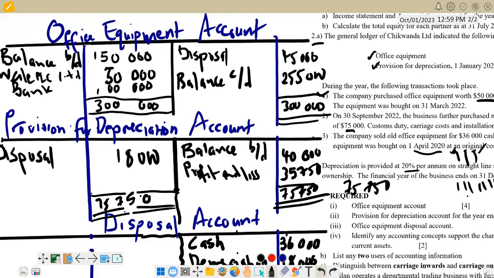Then we make a subtraction of 75,750 minus 18,000. Then we subtract 18,000 from there, you get 57,750. That's our balance c/d now. So this is our balance c/d.